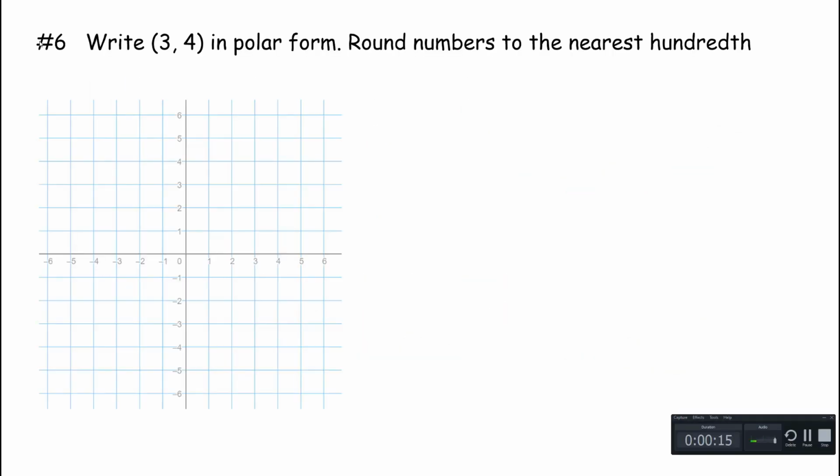Okay, this is number 6. Write 3, 4 in polar form, round numbers to the nearest hundredth. So we are going to first of all graph this point 3, 4. That's 3 to the right and 4 up, and there's the point.